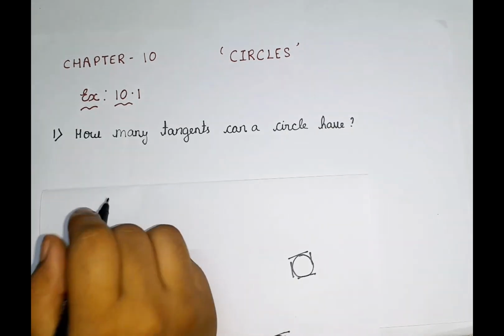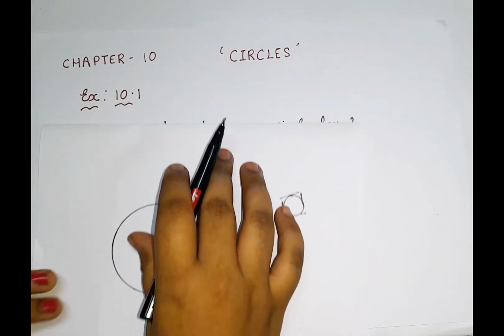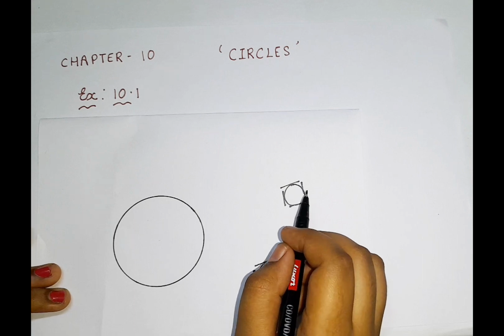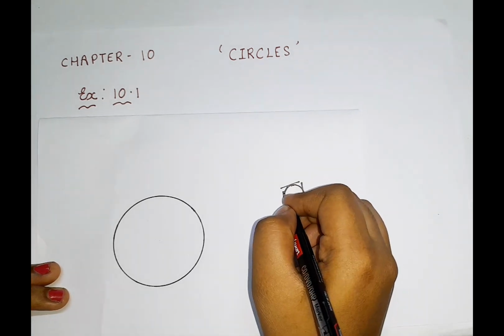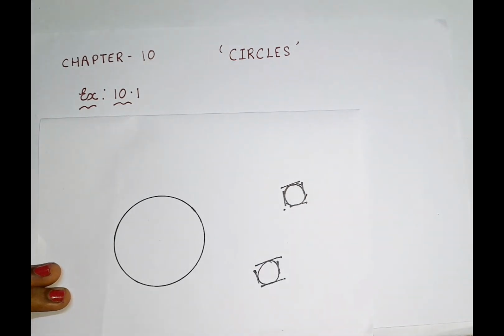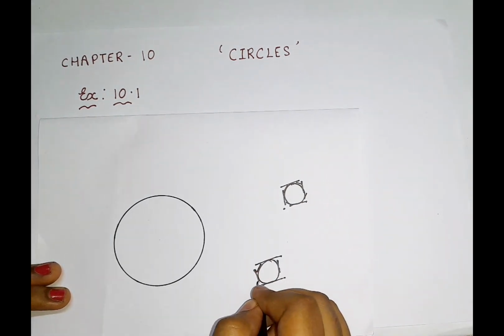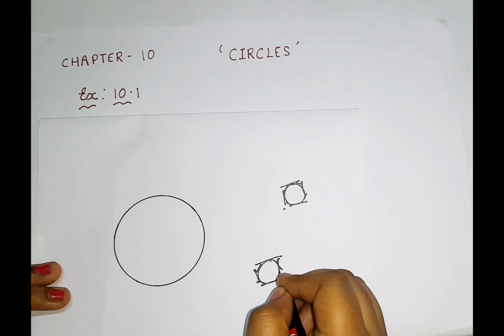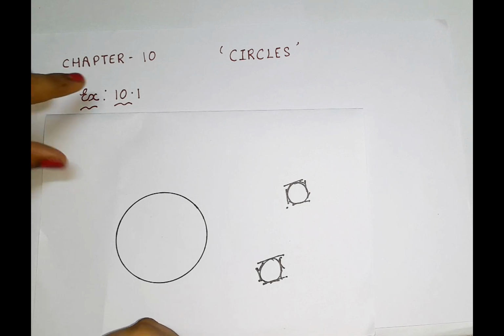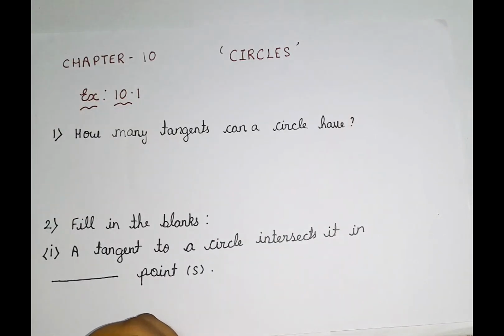So here they are asking how many tangents can a circle have. Since you guys know this is a circle, in this circle how many tangents can we draw? According to me, I can draw a lot of tangents, isn't it? Here also I can draw here, here, another tangent here, one tangent here. So here I just used the word lot of tangents, but instead of writing lot of tangents, I can actually write infinite many tangents, isn't it?